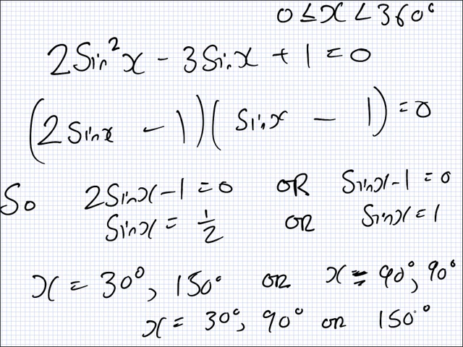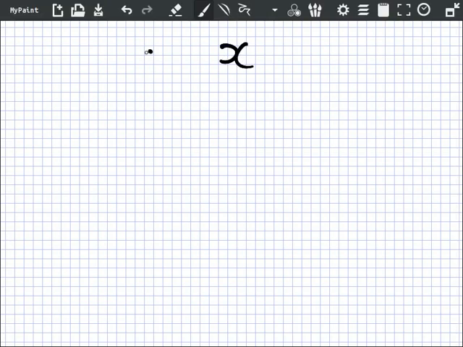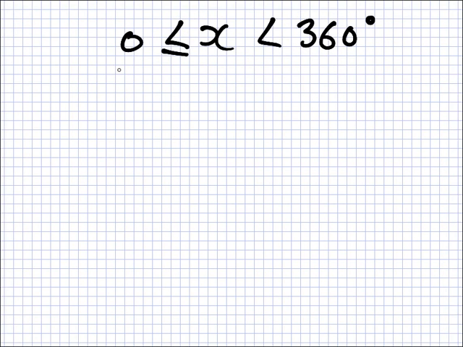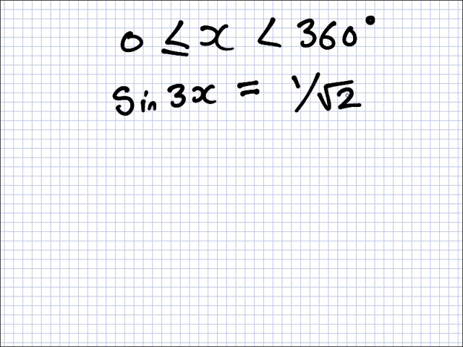Yeah. Okay, next type of problem, something like this one. Once again, let's confine x to be between 0 and 360. And let's say we have the equation sine 3x equals, let's say just 1 over root 2, for example. Now this problem is a little bit different because we have a sine 3x, whereas previously we just had sine x.